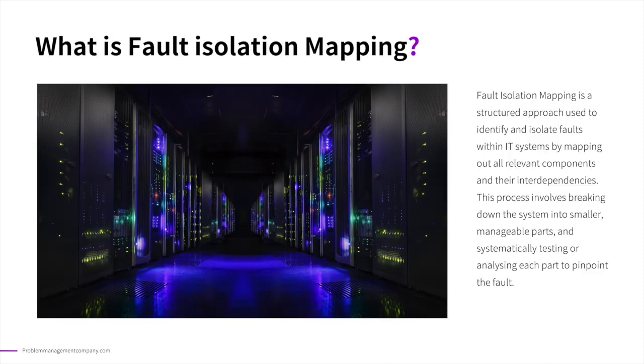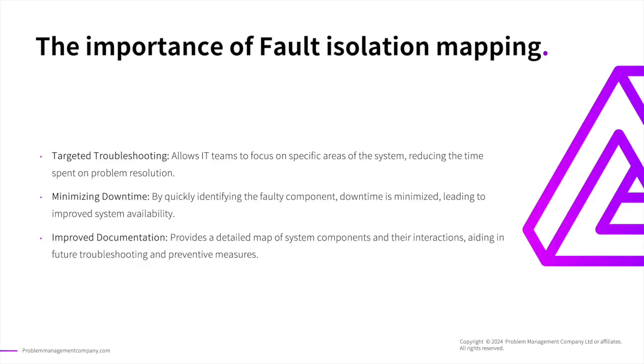Fault isolation mapping is a structured approach used to identify and isolate faults within IT systems by mapping out all relevant components and their interdependencies. The process involves breaking down the system into smaller, manageable parts and systematically testing or analysing each part to pinpoint the fault. The importance of fault isolation mapping.